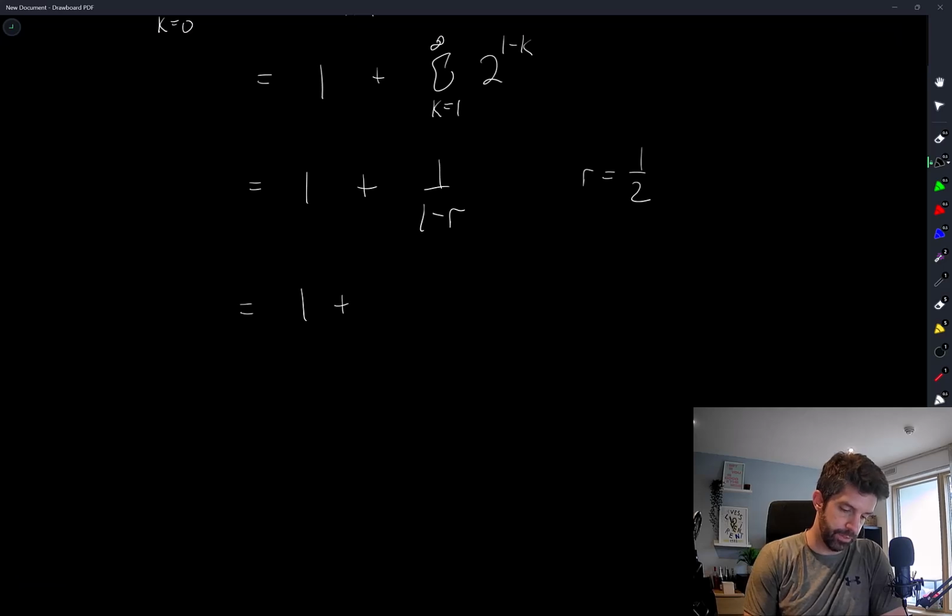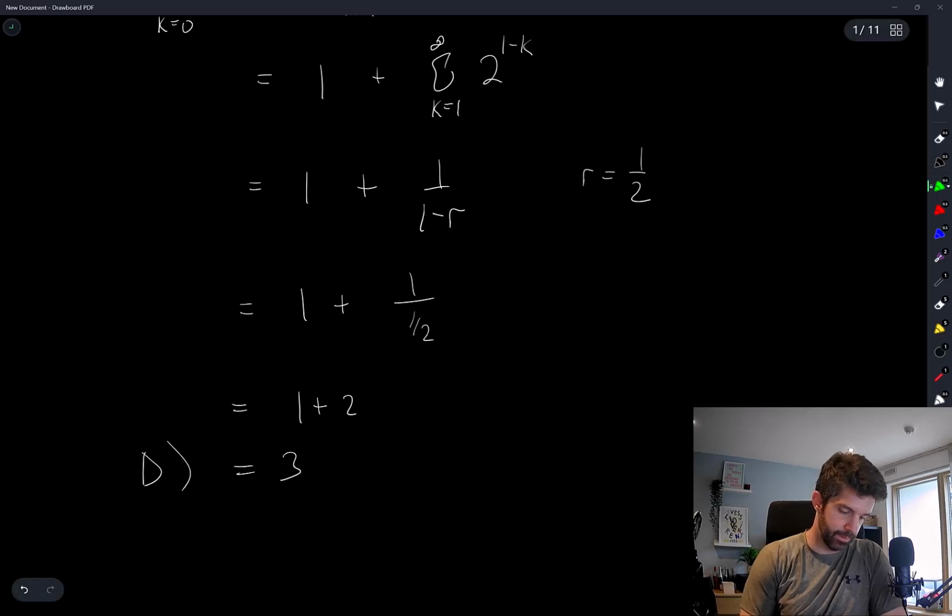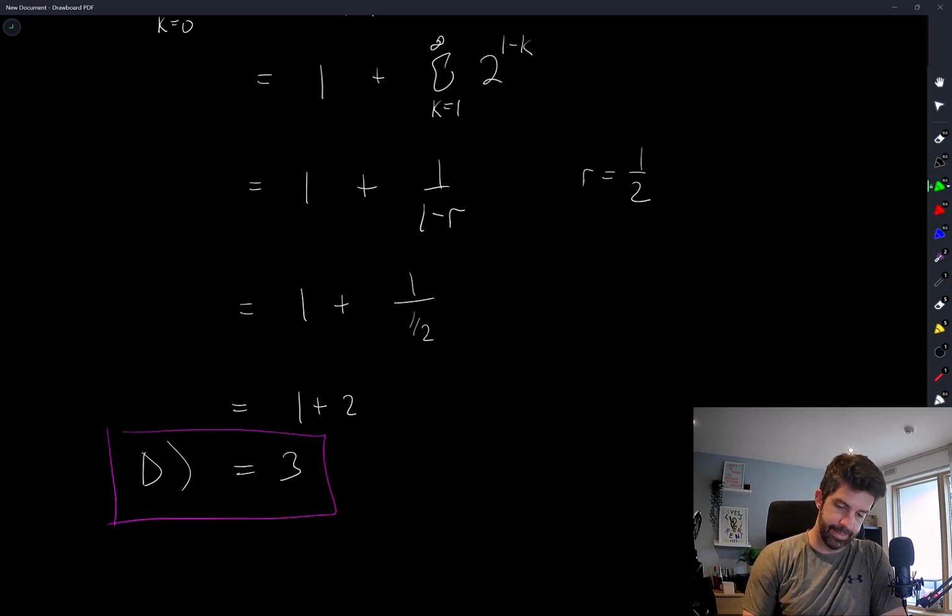That's the geometric series, 1 over 1 minus 1/2. So 1 plus 2 is equal to 3. I hope that's one of the options. Yeah, that's option D. Okay, so the answer here is 3.